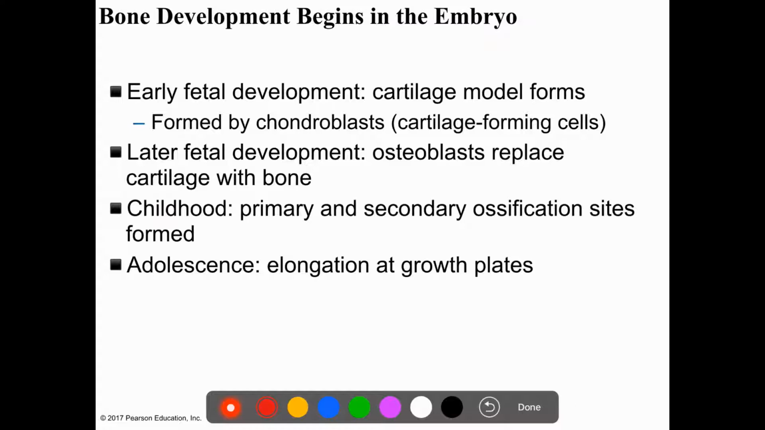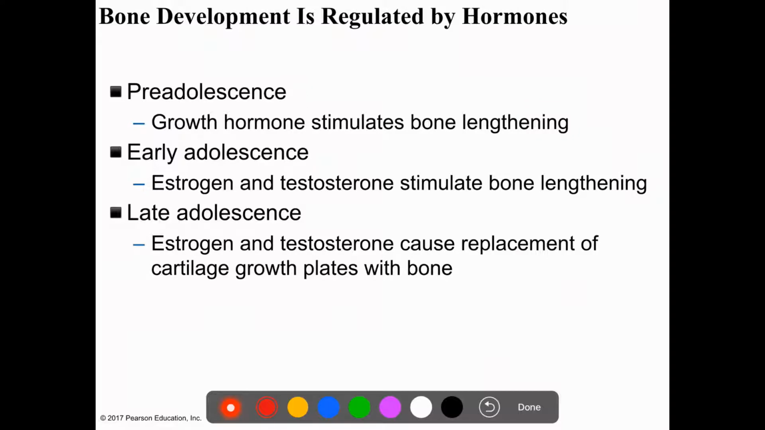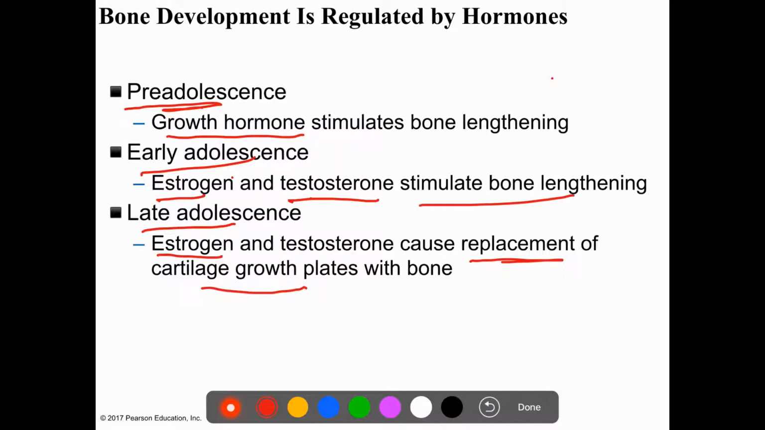Now, bone development starts during fetal development. In the beginning, cartilage forms the backbone of the skeletal system, and around week 9 of pregnancy, bones start to form and gradually replace cartilage. After birth and through adolescence, bone continues to grow, and that growth is happening at something called a growth plate. Now, there are other effects of hormones that would promote growth and bone lengthening and bone formation. For example, in pre-adolescence, we have the growth hormone. In early adolescence, we have estrogen and testosterone. Estrogen in females, testosterone in males. They will stimulate bone lengthening. And even in late adolescence, we still have the effects of these hormones, estrogen and testosterone. They will cause replacement of the cartilage growth plates with bones.